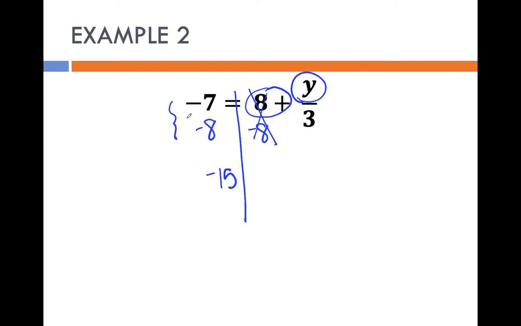Be careful with these negatives. If you're not 100% confident in your adding and subtracting with negatives, double check yourself on a calculator. That's not a problem. You're allowed to use a calculator.